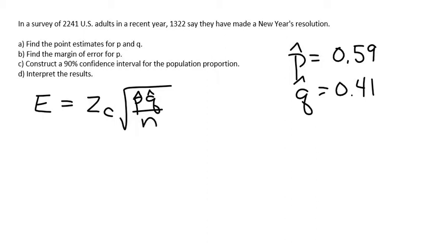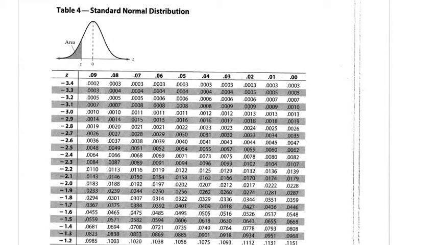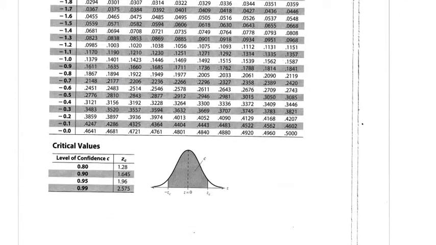The first thing we'll need to do is find our critical value. Notice that I'm going to be constructing a 90% confidence interval. So the Z critical value that I need to find is going to correspond to a 90% confidence interval. Let's look at our Z chart. Here's the Z table that's located in the back of your textbook. And if I scroll down to the bottom, I see this area called critical values. That's what I'm going to reference.